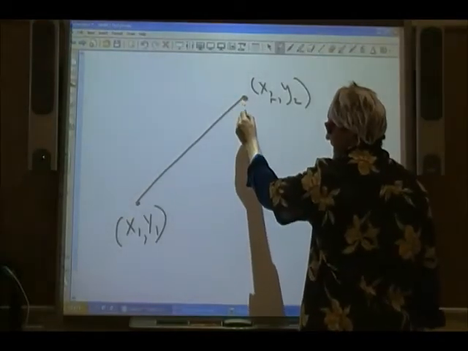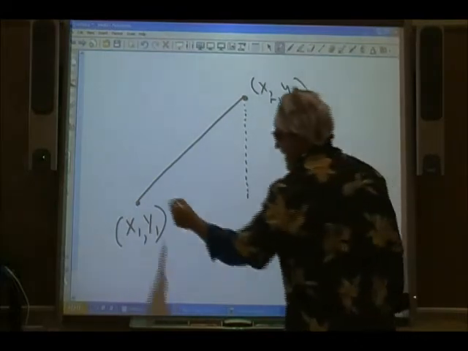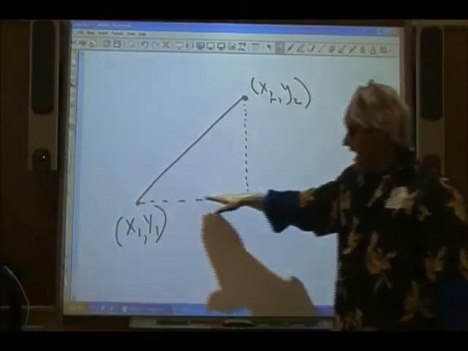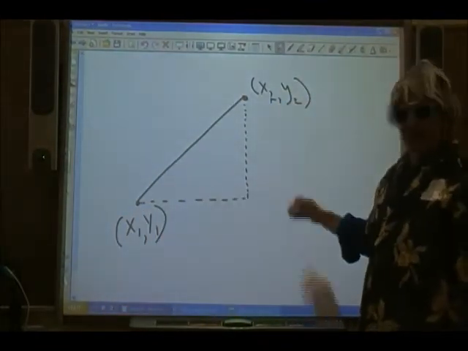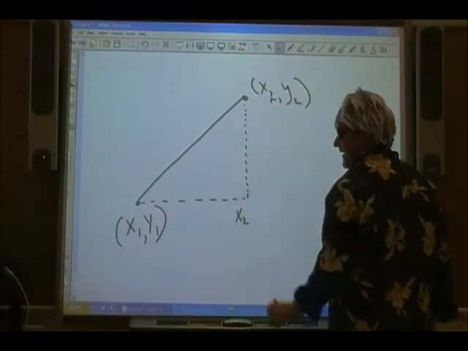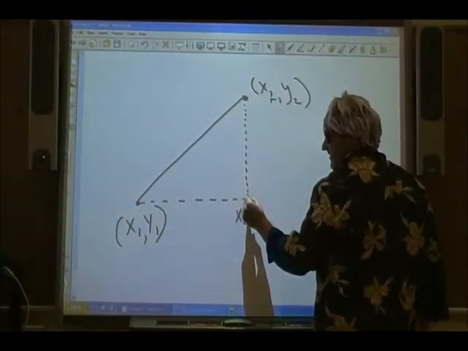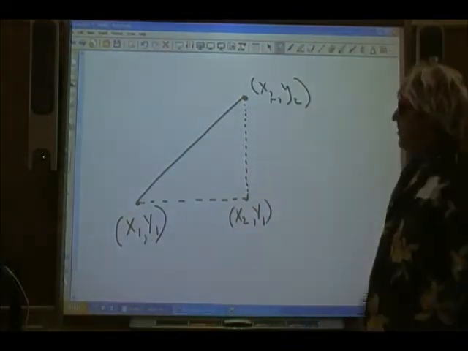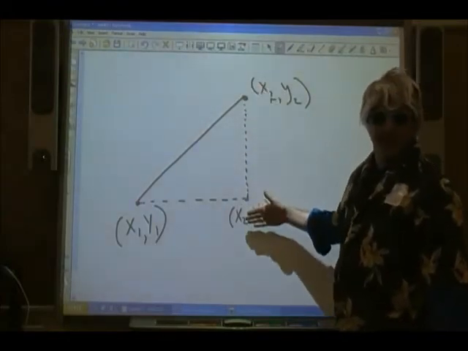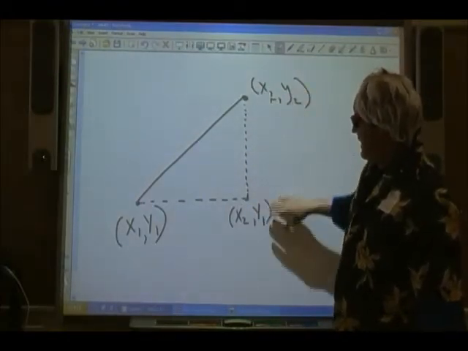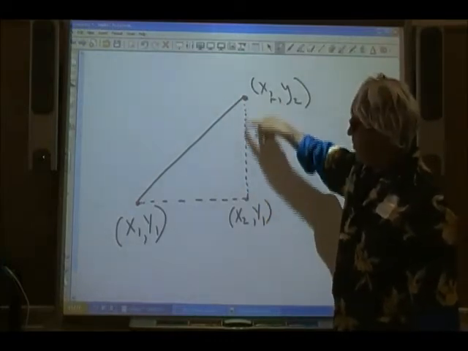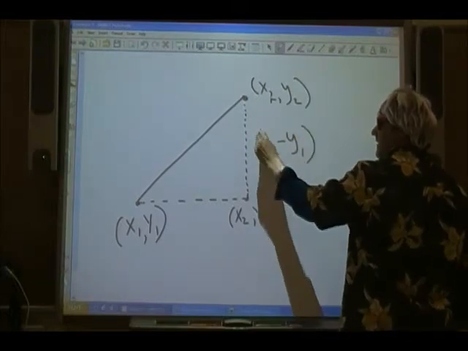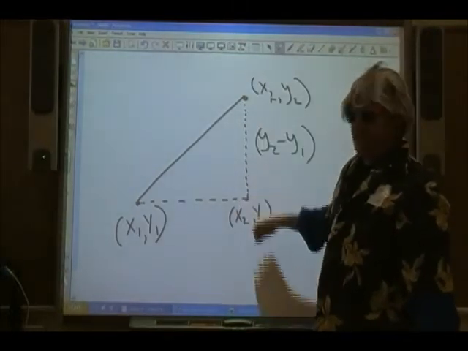Well, we're going to have a change in the y and a change in the x. Now, because this x is changing, right? This is the x direction. I'll call this x2. And the height is still the same. This is on the same height as this, so I'll call it y1. Now, what's the distance from here to here? All you do is subtract these two. On the y's, I look at y2 minus y1. That right there is this distance.